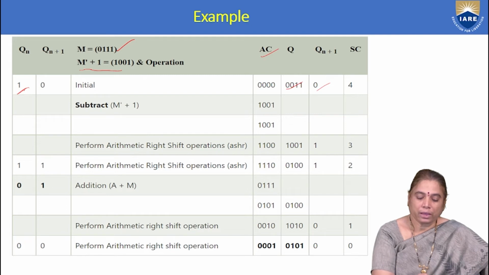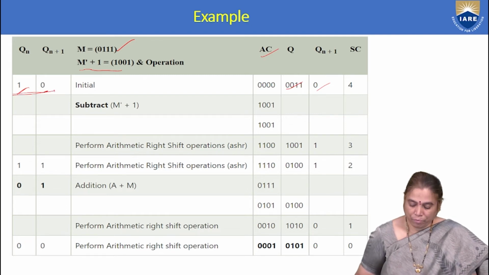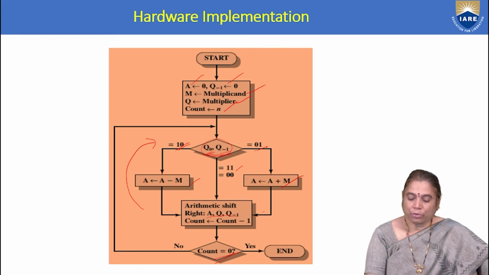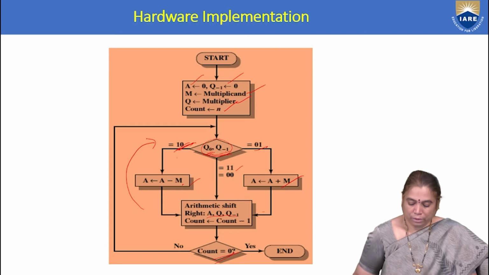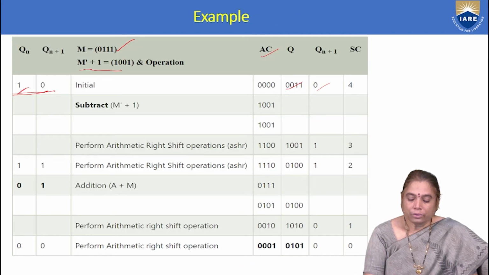In order to check the two possible conditions, if the 2-bit combination is 1 0, then the A minus M operation can be performed. Later on, the arithmetic shift operation can be applied on A, Q0 and Q1. Here, the subtract operation can be performed with the help of 2's complement addition. Later on, the arithmetic shift right operation can be performed and the counter value can be decremented by 1. Initially it is 4, now it should be 3.